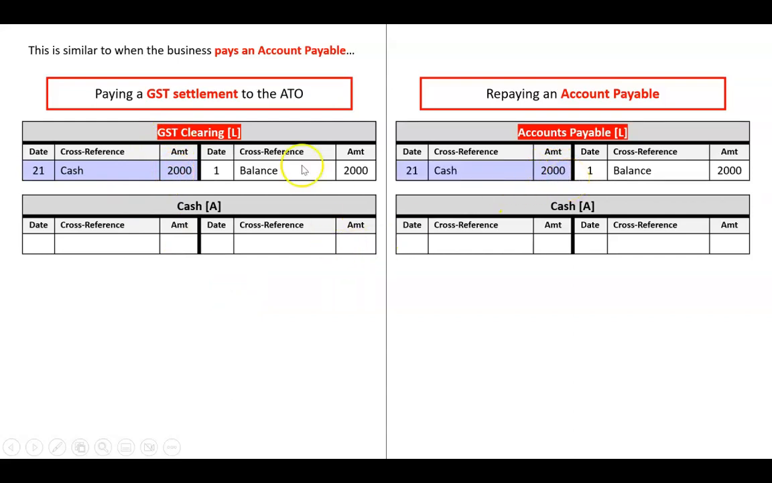What do you pay these liabilities with? You pay it with cash. So when we settle the GST account, it's a credit to cash. And when we pay an account payable, it's a credit to cash. So we can see this is the exact same entry. We're just changing the name of the liability that we're putting the debit to. So in this case, it was GST clearing, and in this case, it was accounts payable. And that's pretty much everything we need to know.